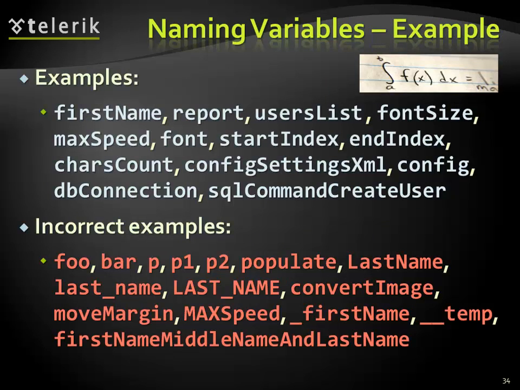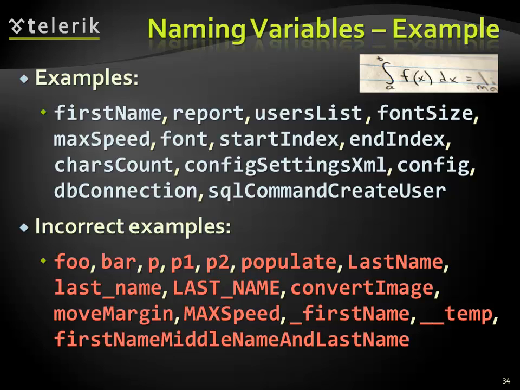So examples for naming variables: firstName, report, usersList, fontSize, I'll go a bit further, charsCount, configSettingsXml, config, dbConnection, sqlCommand, createUser. Some bad examples would be foo, bar, where it's not very clear what these variables are doing, though bar in the context of representing an instance of a class called Bar might make sense, but in all other cases it won't really make sense, unless we want to go to the bar and have a drink while we're doing some development.